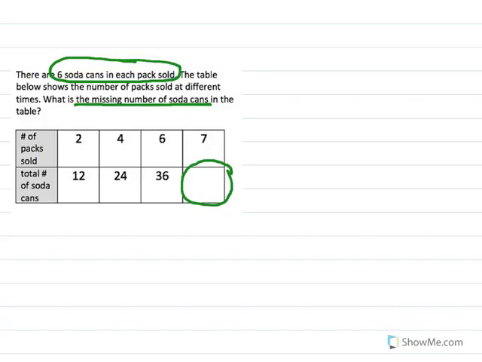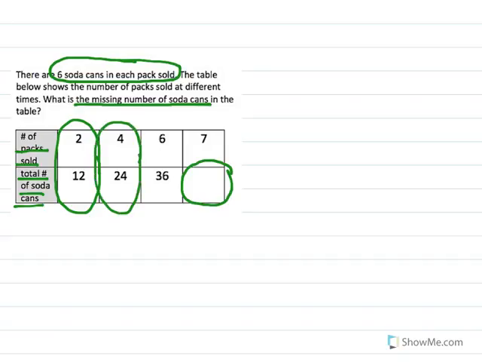So now here we need to look at the table to analyze it and decide what strategy we can use to solve for the missing number. So I can see my titles. On the top part, I'm looking at the number of packs that are sold. And on the bottom, it's giving me the total number of soda cans. So this is the first pair of numbers that goes together. When they sold 2 packs of soda, there were 12 total cans.